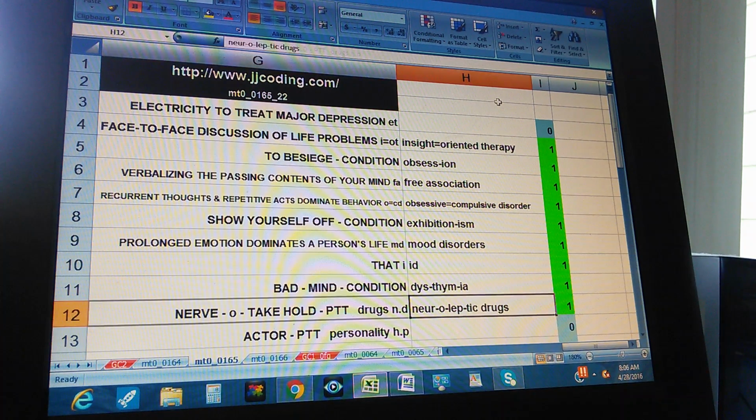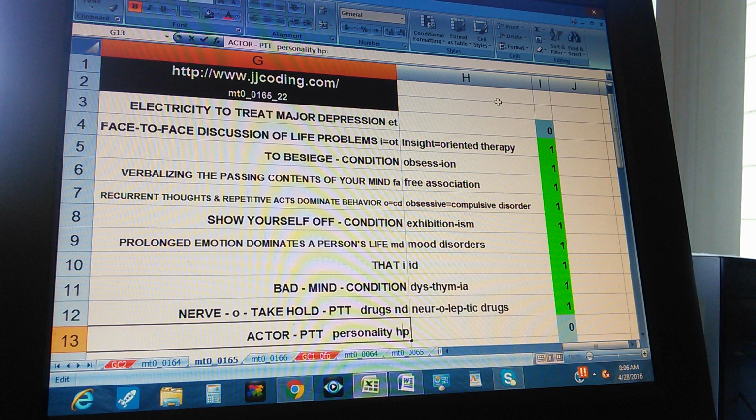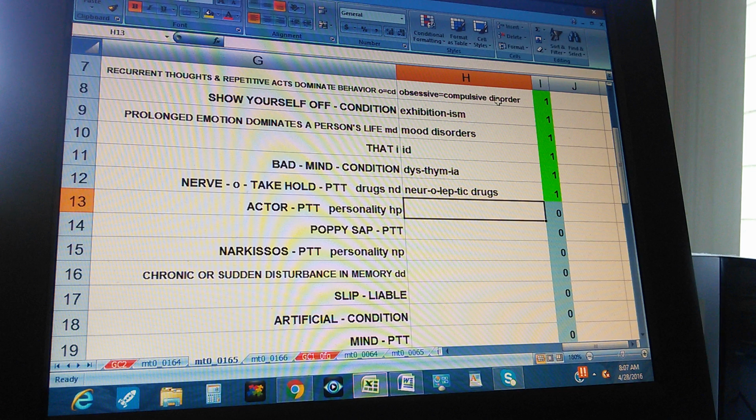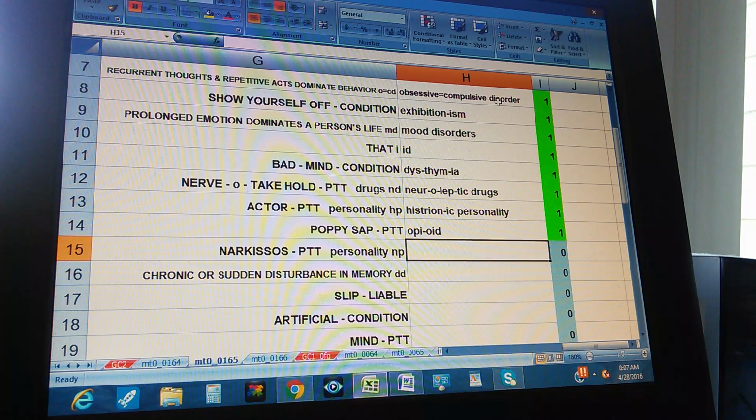Prolonged emotion dominates a person's life. Mood disorders. Bad mind condition. Dysthymia. Nerve, take hold, pretend to. Neuroleptic drugs.